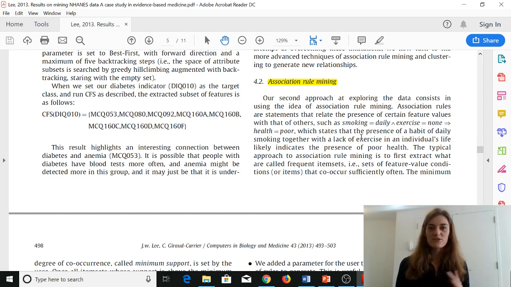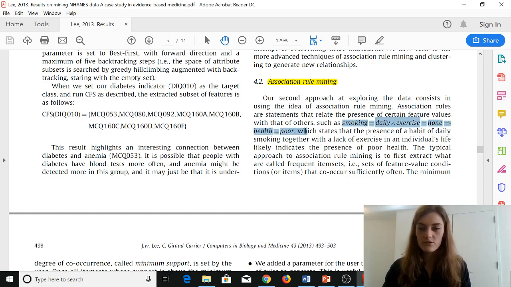So you get a lot more rules with association rule mining, but with market basket analysis, you really narrow down to your variables of interest that actually do occur. So they give an example here of a rule. If you smoke daily and you don't exercise, those conditions are likely to occur with somebody having poor health.